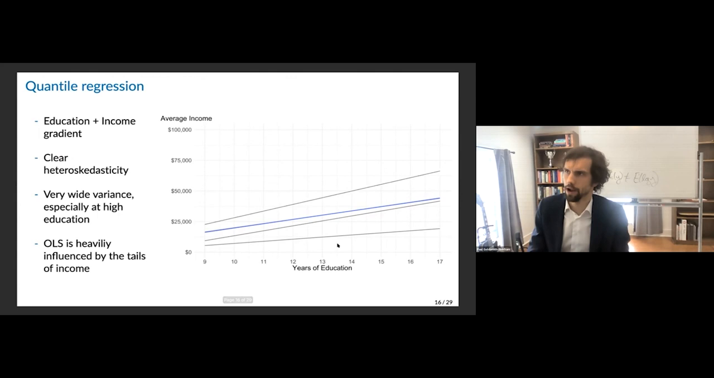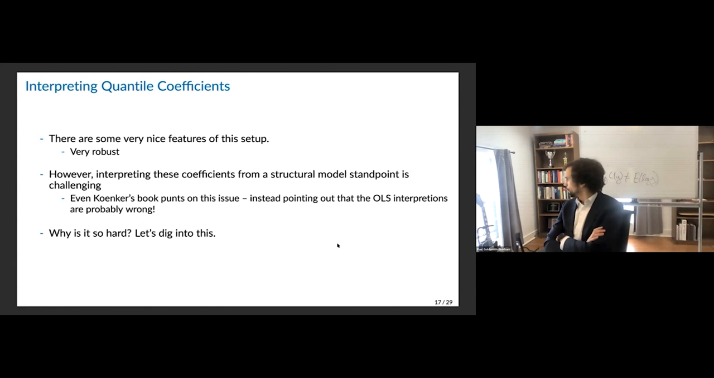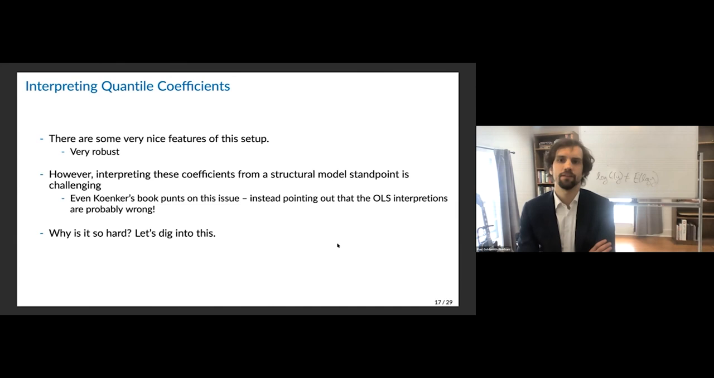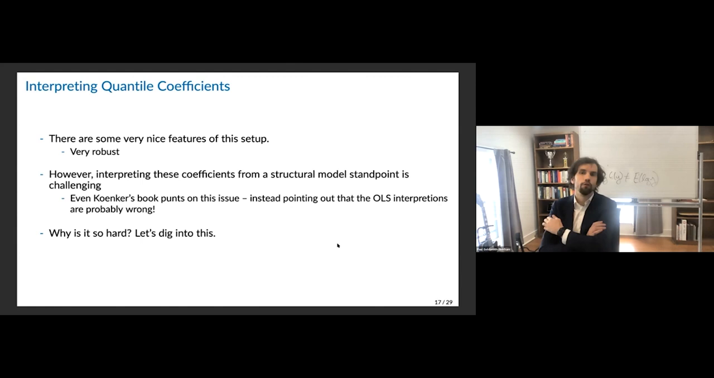Okay. So next let's turn to, I've really just been talking about estimation, like modeling features of quantile regression. So really what I've told you is it's relatively robust, and I've told you it avoids certain problems that show up if you're doing OLS. But I haven't really told you how to interpret it.